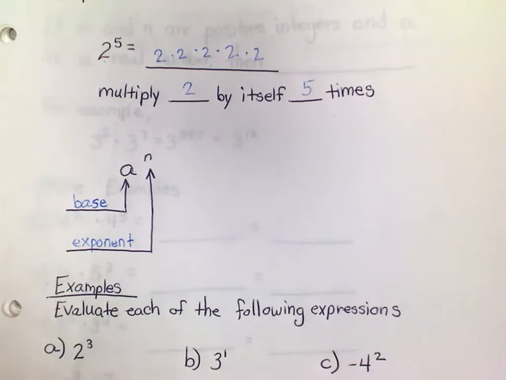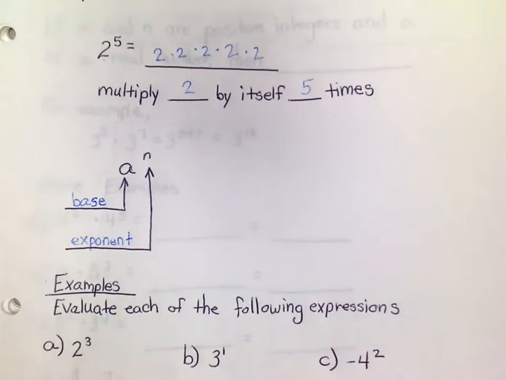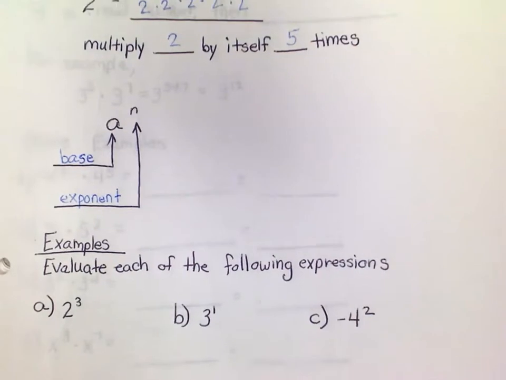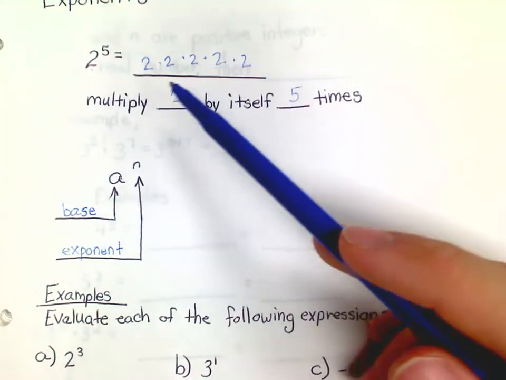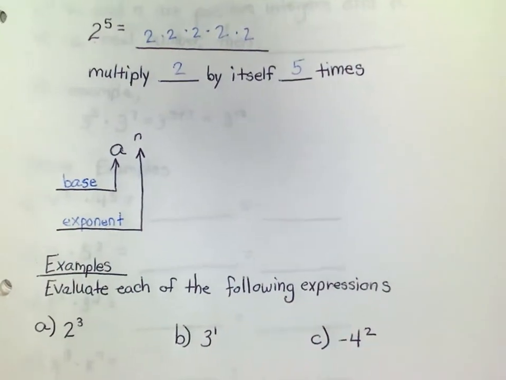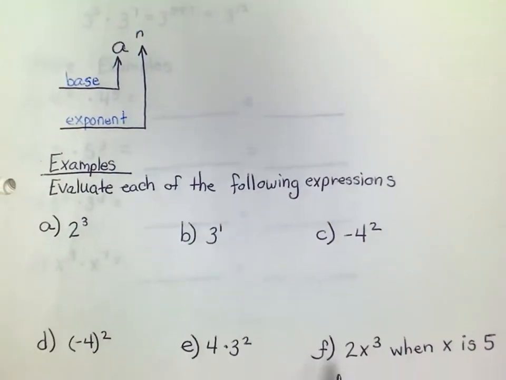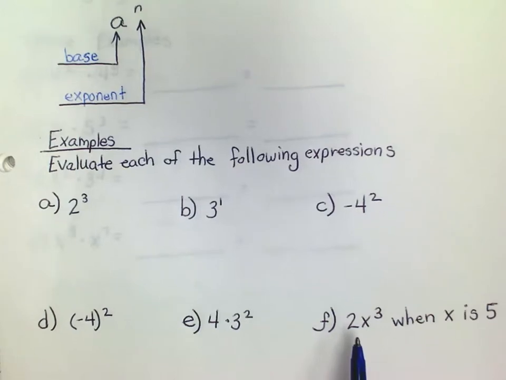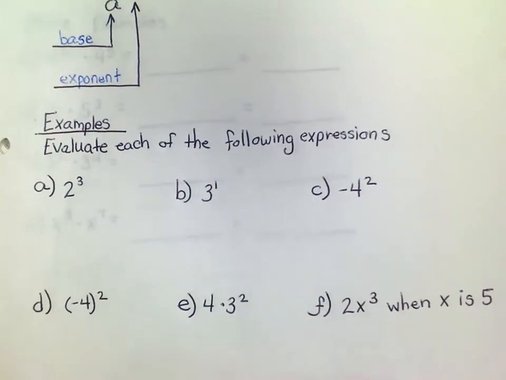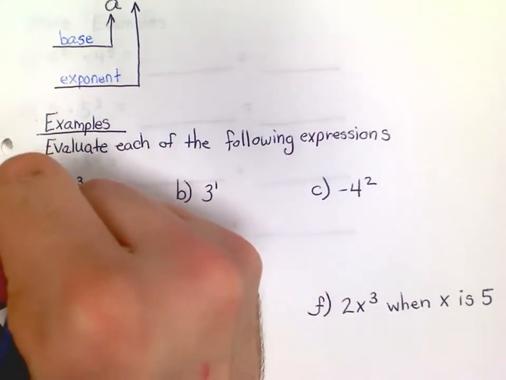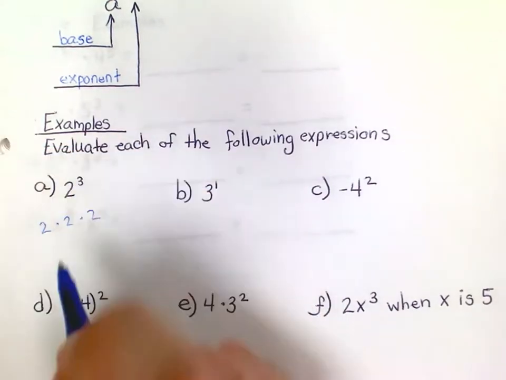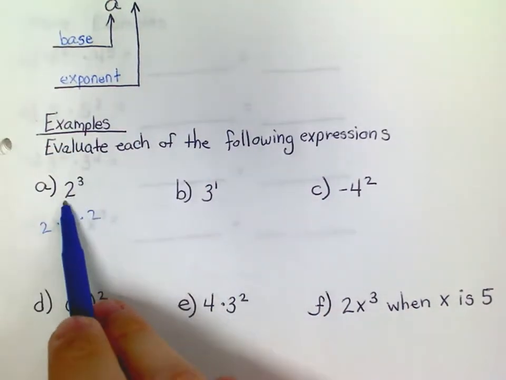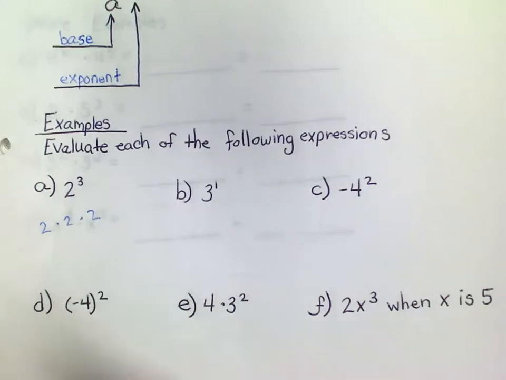Okay, so now we're asked to evaluate each of these expressions. Just as with this first example we were talking about, we could evaluate what this is. That's what we're going to do down here. Examples. Evaluate each of the following expressions. So first, I think it's important to write out exactly what each means. So 2 to the 3rd power would simply mean 2 times 2 times 2. That's not saying 2 times 3, that's saying multiply 2 by itself 3 times.